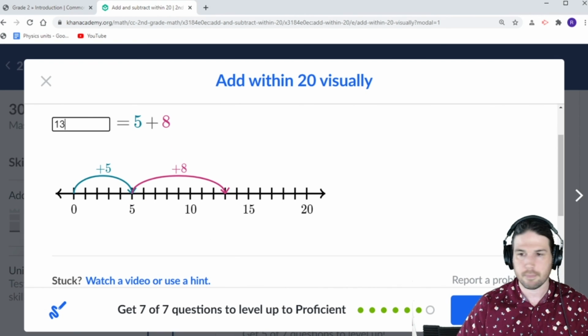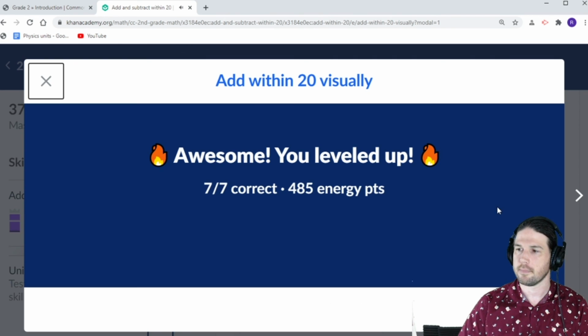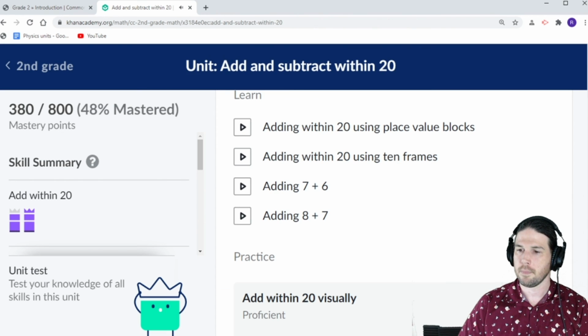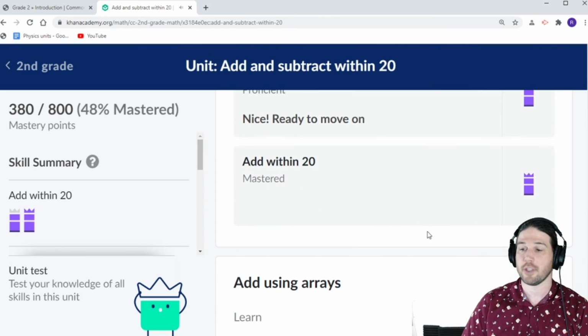5 plus 8 is 13. Moving on. Now, we already mastered add within 20, so I'm skipping it.